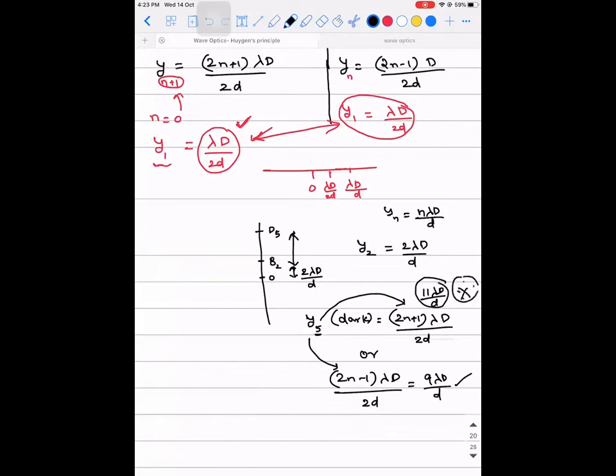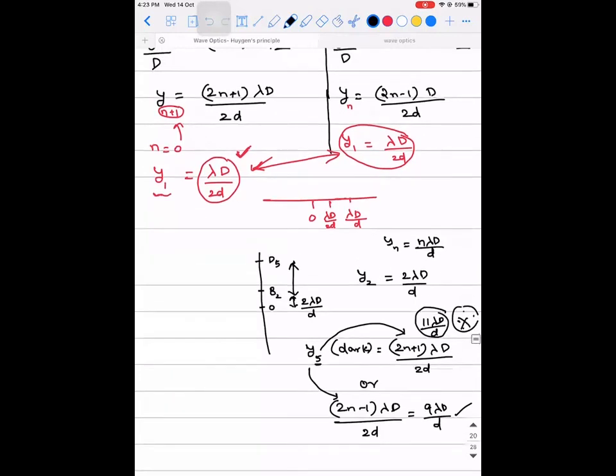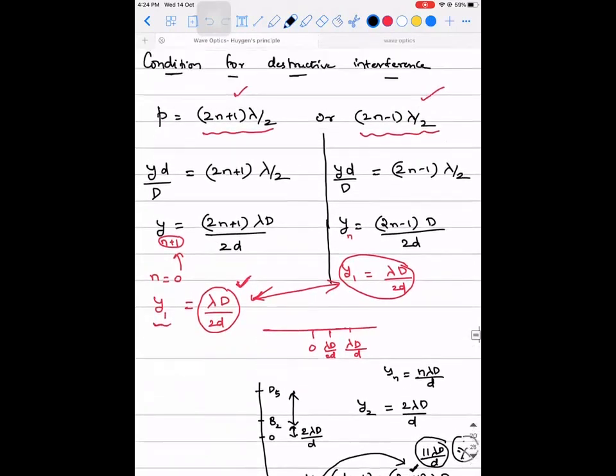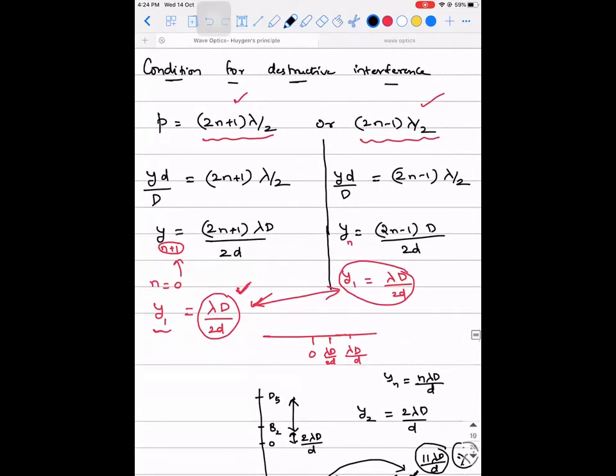Please observe. Sir, can you repeat that, sir? Which one? Dark spot. Yeah, so for dark spot, if you are using the formula (2n+1) lambda D by 2d, if you want the fifth dark spot, you need to substitute a number 1 less than it when you are using plus 1. If you are using (2n−1) lambda D by 2d, you need to substitute the exact number. Okay, that is it. Guys, please make a clear note of it.